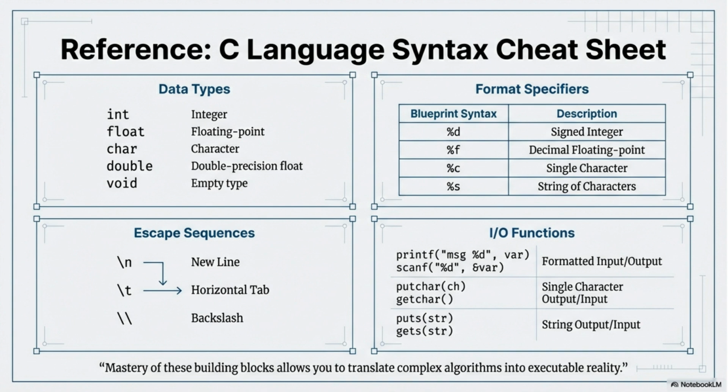This cheat sheet summarizes the essential C language syntax, including data types, format specifiers, escape sequences, and core I/O functions. Mastery of these building blocks is key to translating algorithms into executable reality.